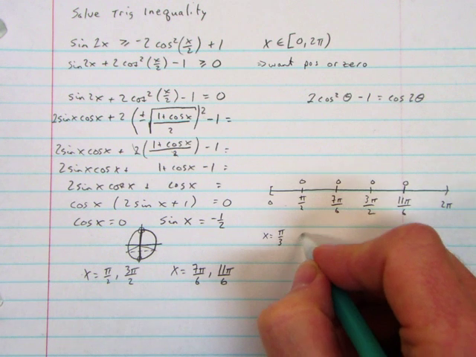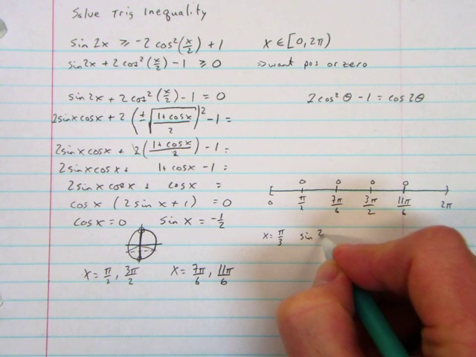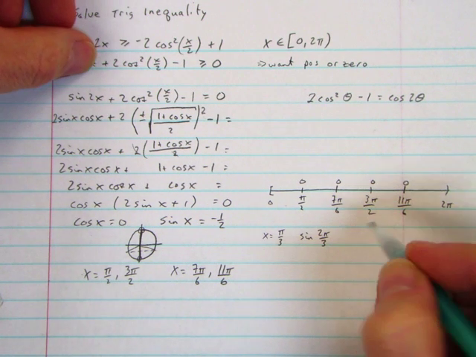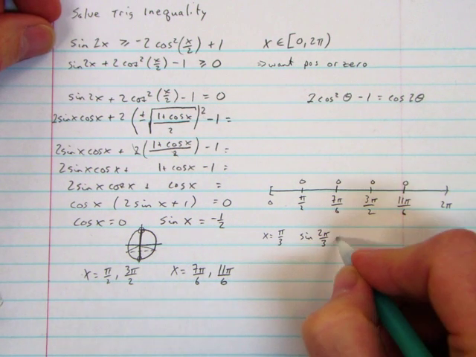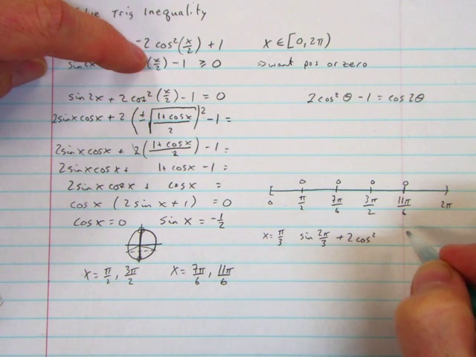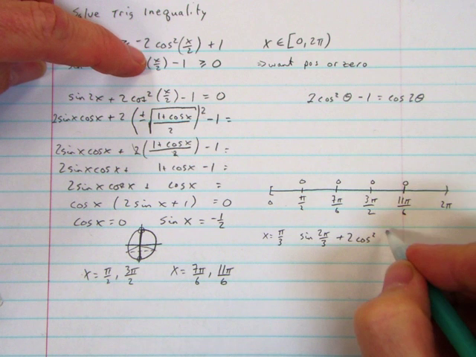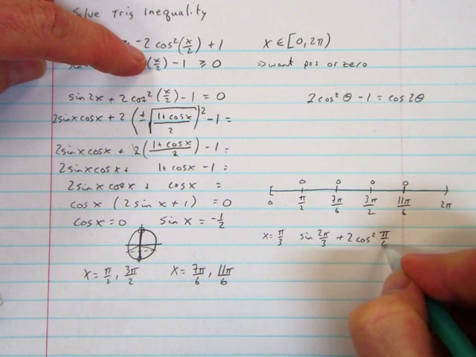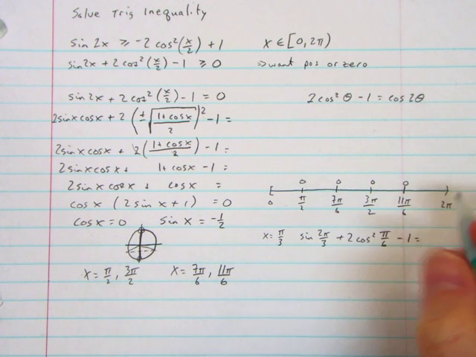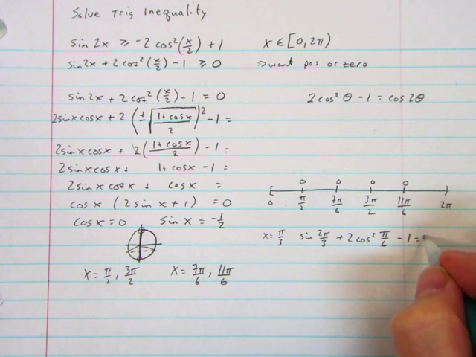So we have sine of 2 pi over 3, that's coming from 2 times pi over 3, plus 2 cosine squared of x over 2. If x is pi over 3, divide that by 2, and we'll get pi over 6, minus 1. So we need to simplify this. The sine of 2 pi over 3, that would be in our second quadrant, has a reference angle of pi over 3. That would be root 3 over 2.